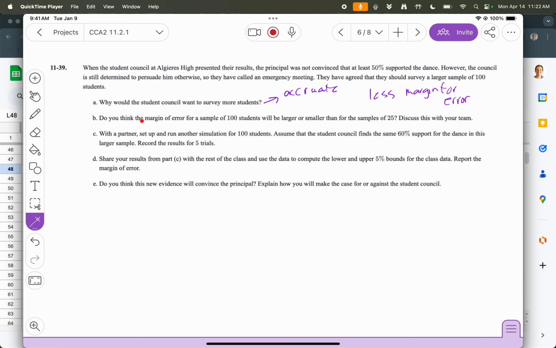We kind of hit this. The margin for error for a sample of 100 students will be larger or smaller? We're thinking it's going to be much tighter just because you've got more. It's just going to be harder to have crazy numbers like that 100 times than it would be 25 times.